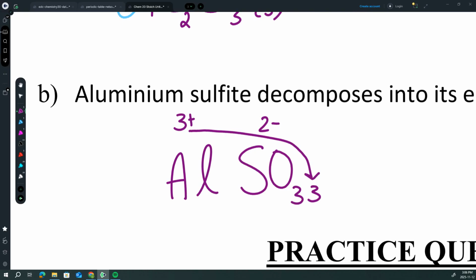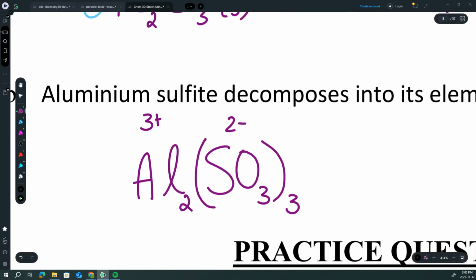What we need to do in order to communicate that there are 3 sulfite ions is put this in brackets and write a 3. So you only use brackets around polyatomic ions when there's more than one. That's when you use brackets. For aluminum, we just need to write a 2 there. And now that is balanced out.